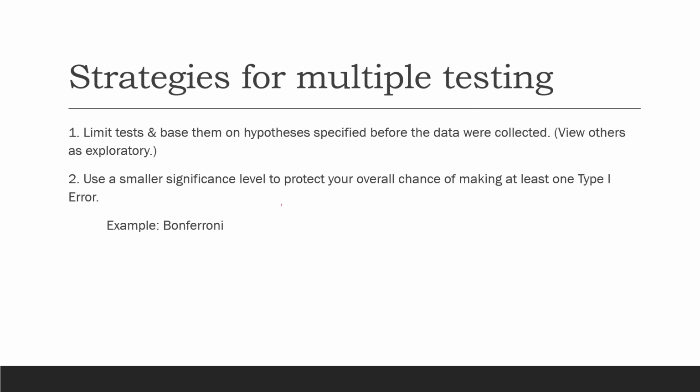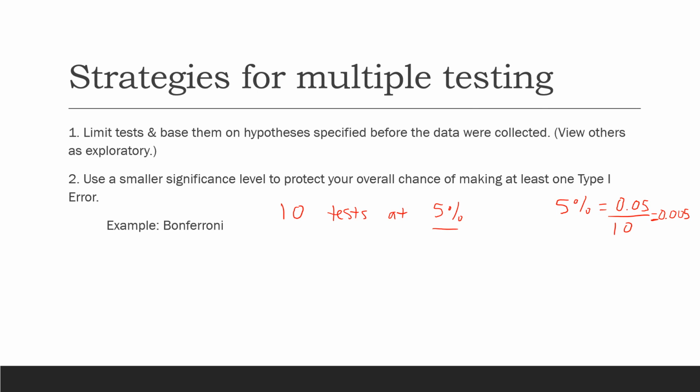If I were going to do, say, 10 tests at a 5% level of significance, I would take my 5% level of significance and divide it by 10, and then do each test at the 0.05 level of significance. Then overall, because I've done each test at a lower level, the chance that at least one of my tests comes out to be a type 1 error is still going to be only 5%.